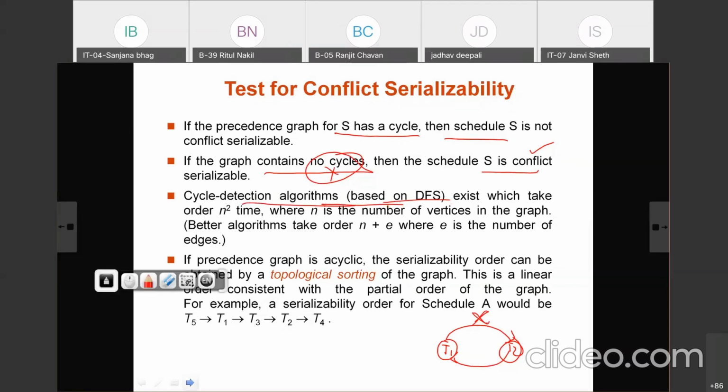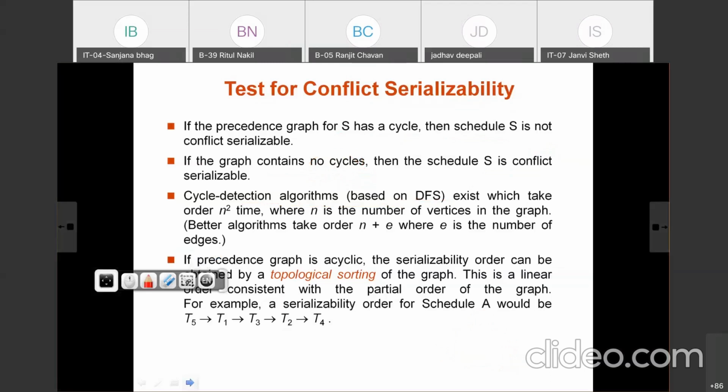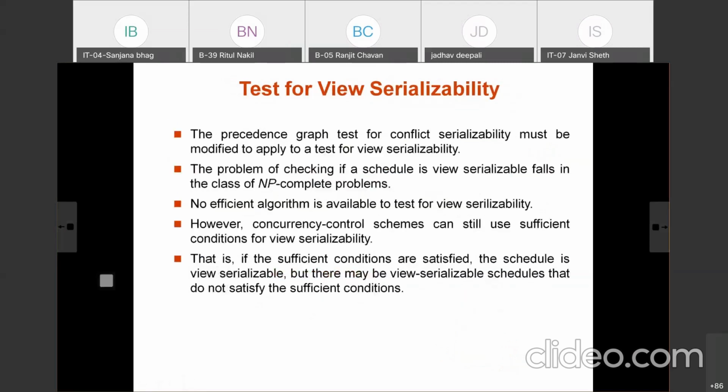Now about view serializability. To test view serializability, there is no such algorithm available. It is an NP-complete problem. It falls in the class of NP-complete problems. No efficient algorithm is available to test for view serializability. Then how to test view serializability?